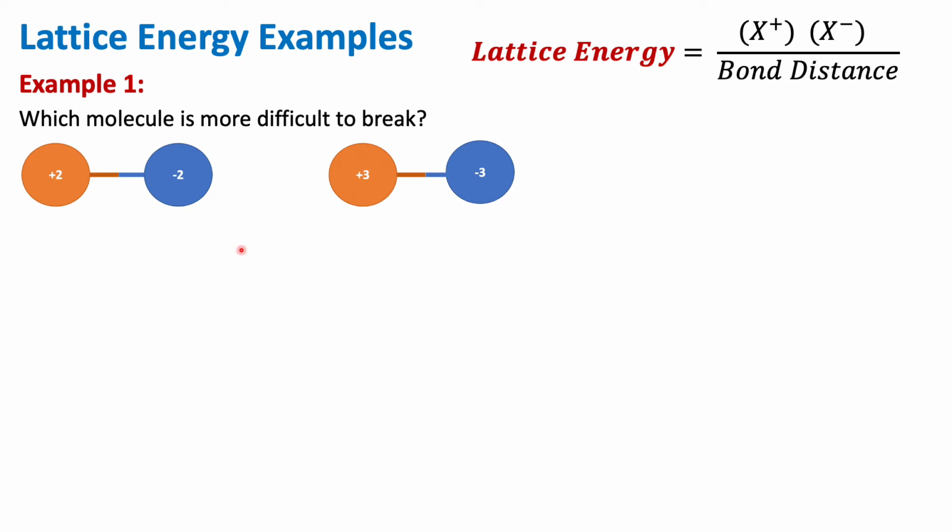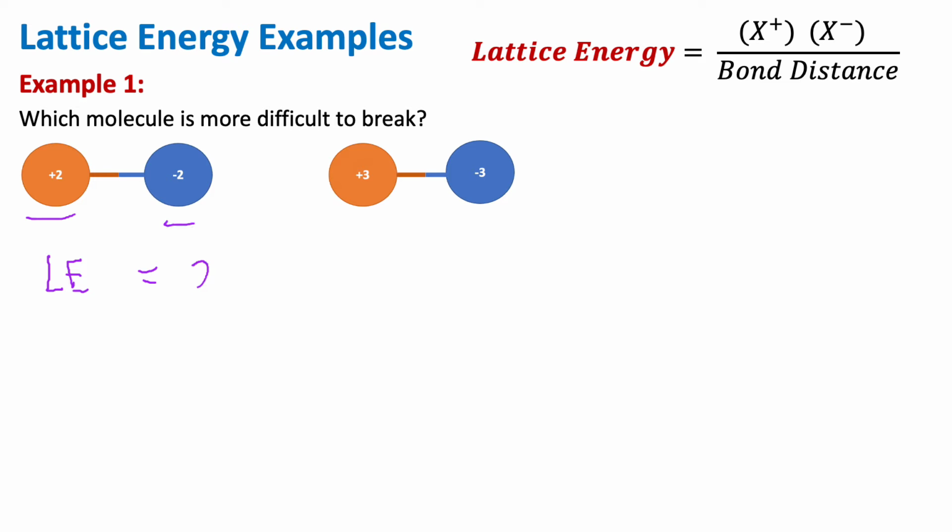Now, if we take a look at this example, we're given these two molecules and we want to figure out which one is more difficult to break. The more difficult it is to break an ionic compound into its cations and anions, the larger the lattice energy. So we have to determine the lattice energy of both of these molecules, and whichever one has the higher lattice energy is going to be more difficult to break. Now, we know lattice energy is going to be the charge of the cation multiplied by the charge of the anion.